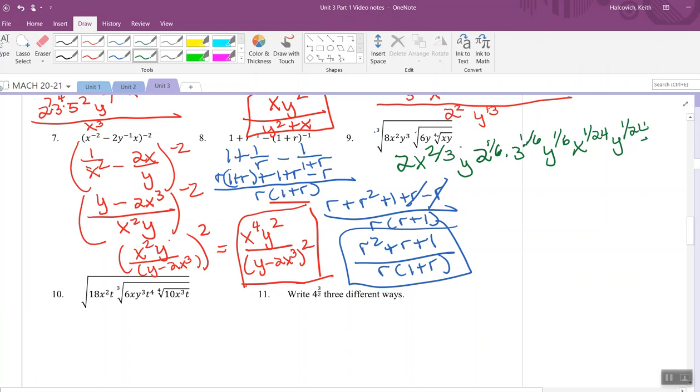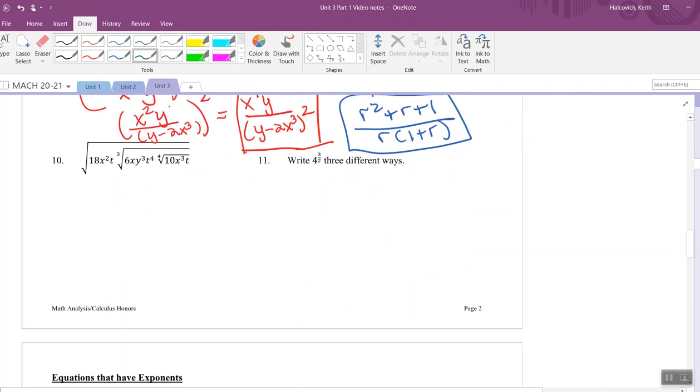And then combining 1 and 1/6, so it's 2 to the 7/6, 3 to the 1/6. Then it's x to the 2/3 plus 1/24th, so 16/24 plus 1 is 17/24. And then y to the first, y to the 1/6, and y to the 1/24th. So the common denominator is 24. So it's 24 plus 4 is 28, plus 1 is 29 over 24. There you go.